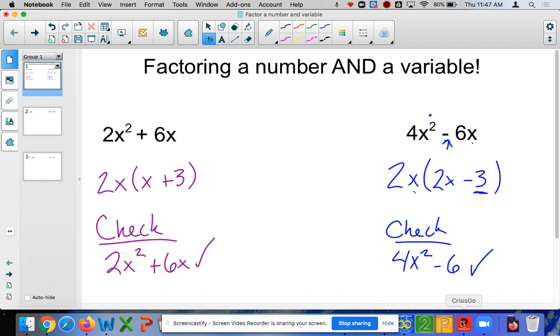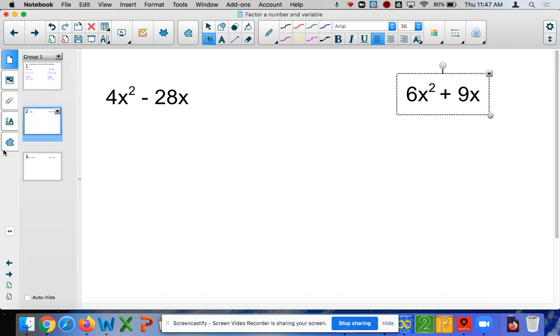Let's get a little bit more practice. So I've got 4x squared minus 28x. Now we ask ourselves, okay, what's the largest number that goes into both 4 and 28? The answer may or may not surprise you. It's 4. 4 does go into 4, obviously. And if you take 28 divided by 4, you do get a whole number. And you'll see what it is in just a second.